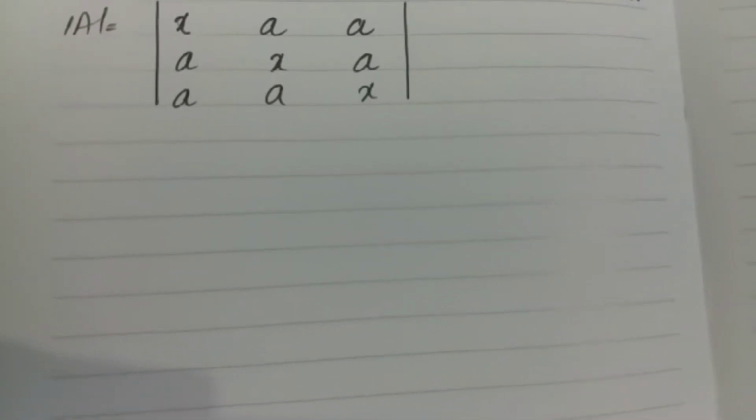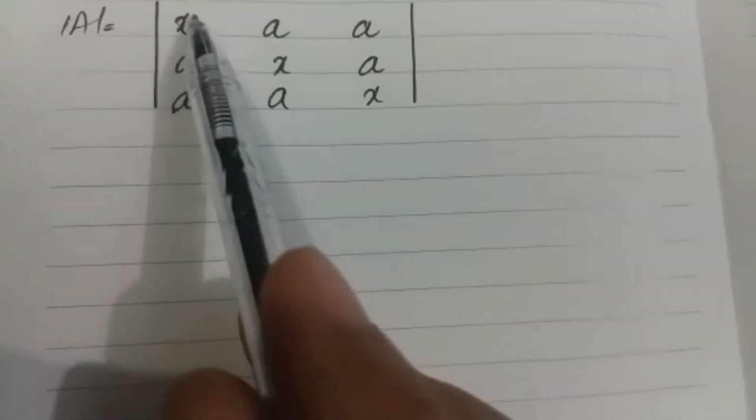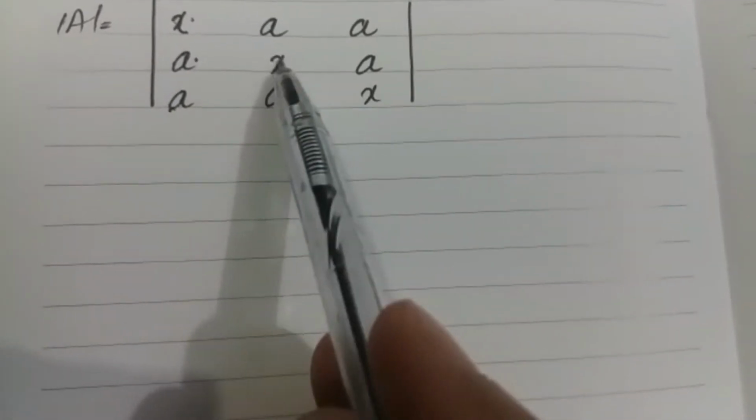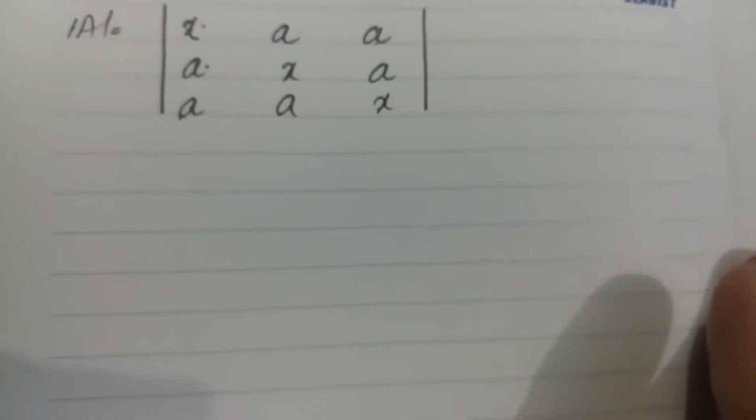Students, again we have another determinant and we have to evaluate this determinant. Students, if we focus on the arrangement of the determinant elements, in each column we have two elements of A and one element of X: A and X, A and X, A and X. Students, we try to solve it by using the determinant properties.